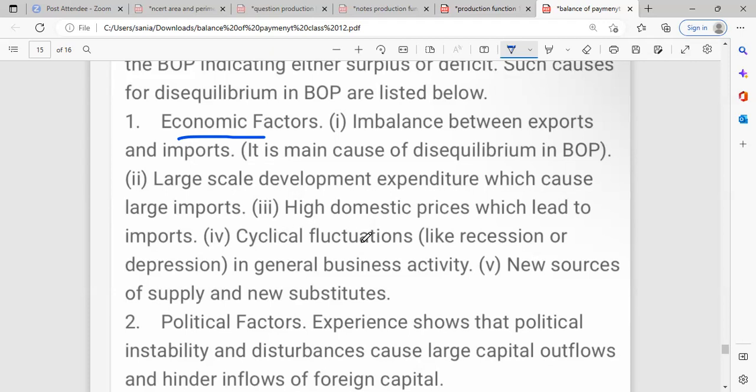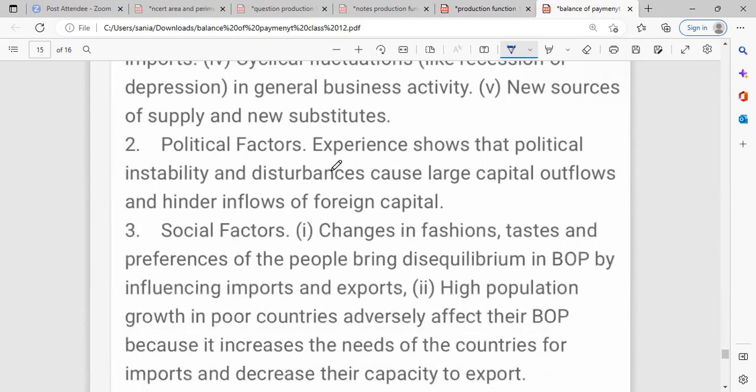Then cyclic fluctuation, like every time there is a recession or depreciation, depreciation of a country, appreciation and all that. Because of that also, imbalance comes. New sources of supply and new substitutes: for example, in India you have the old model of refrigerator only, but now in other countries there is new technology at the same price. So of course you will go there, and again it will cause disequilibrium. Political factor: experience shows that political instability and disturbance cause large outflow and hinder inflow of foreign capital.